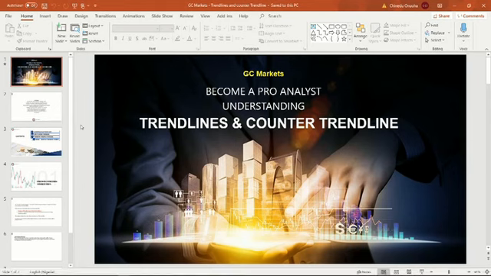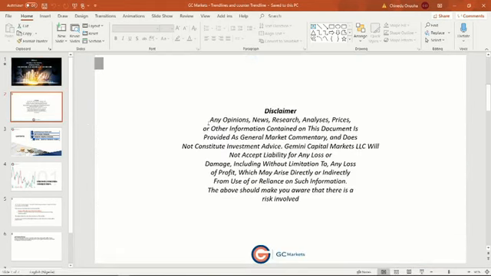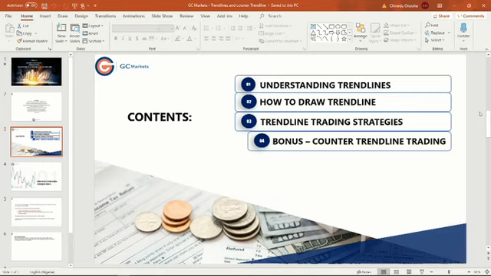It's important I put out this disclaimer that there are risks associated with forex trading, and so you want to be aware of that. With that said, this is the content of what we'll be discussing today. Understanding trend lines, how we draw trend lines, trend line trading strategy, that means how we trade trend lines, and as a bonus, we would now look at counter trend line trading.